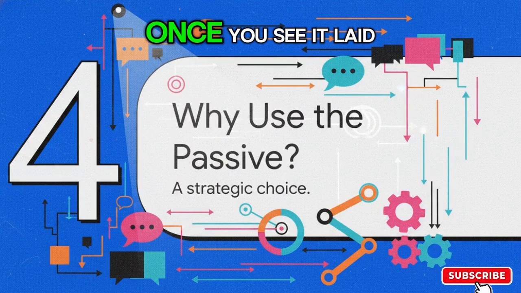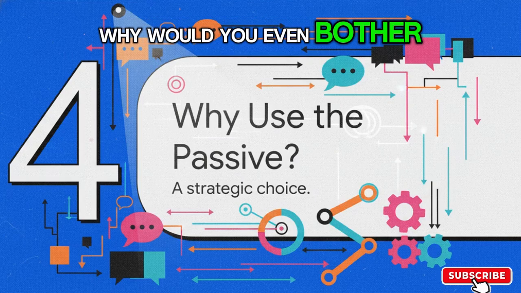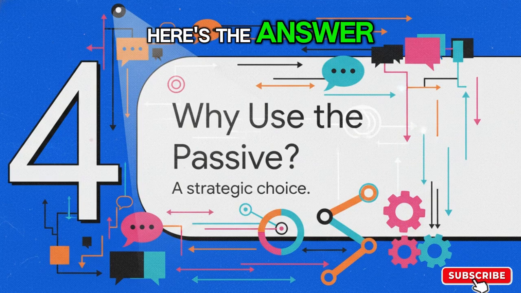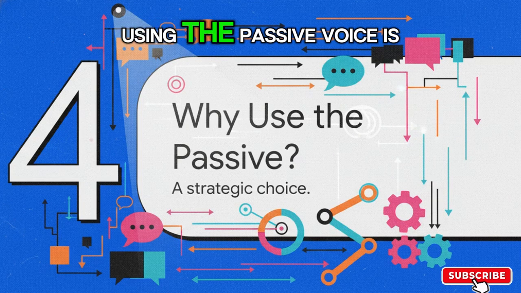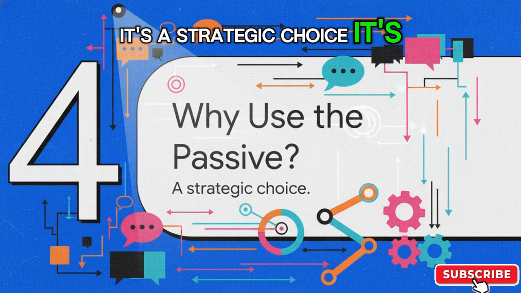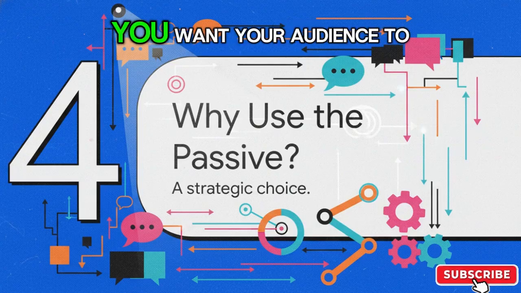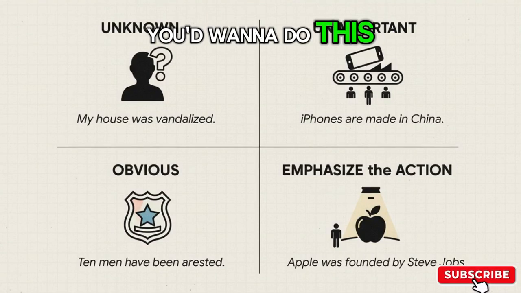And all of this brings us right back to our original question. Why would you even bother flipping a sentence around like this? Well, here's the answer. Using the passive voice is almost never a mistake. It's a strategic choice. It's about taking control of what you want your audience to focus on. And really, there are 4 key reasons you'd want to do this.